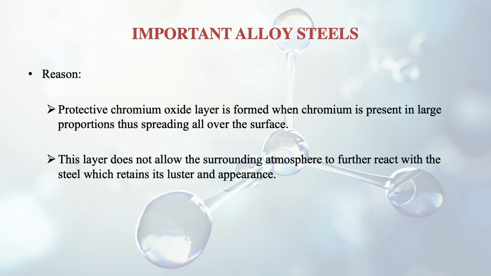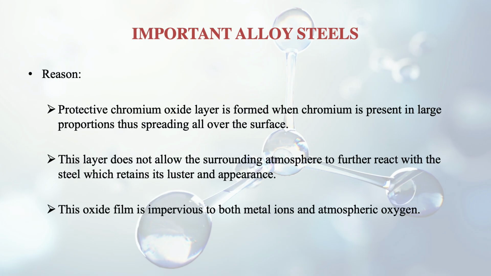Then what happens? This layer does not allow the surrounding atmosphere to further react with the steel, which retains its luster and appearance. So this layer of chromium oxide prevents steel from reacting with other things, so its appearance remains as such. This oxide film is impervious to both metal ions and atmospheric oxygen. So this layer helps to prevent metal ions from getting into the structure of steel.